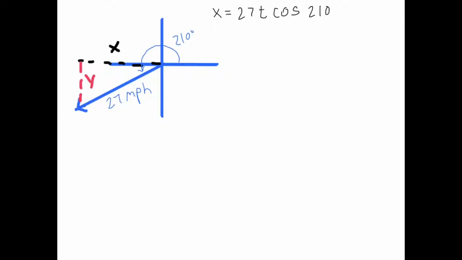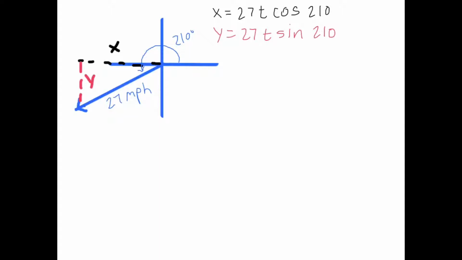The y-coordinate can be found similarly: y equals 27 miles per hour times how many hours times the sine of 210. And we're using this full angle, 210 degrees from due east, because by using that angle, we don't have to be concerned with whether the ship is traveling left, right, up, or down. The sign will be taken care of. The direction this ship is moving will be taken care of by using this full angle.